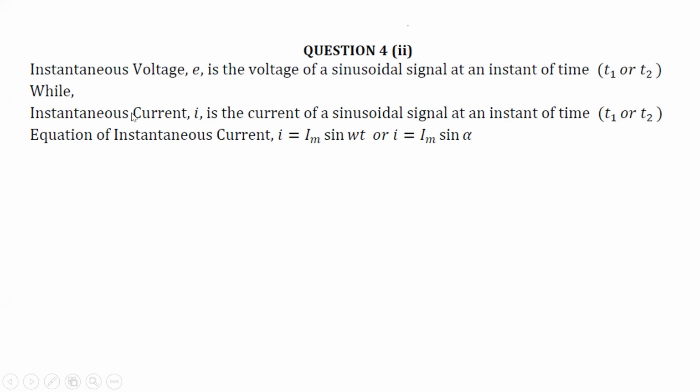The same applies to instantaneous current, which is the current of a sinusoidal signal at an instant of time. So we can say that instantaneous current is the current at a particular time in a sinusoidal signal. And the equation of instantaneous current is small i equals capital I_m sine omega t, or small i equals capital I sine alpha. And this alpha can be our theta, which is the angle that we know.